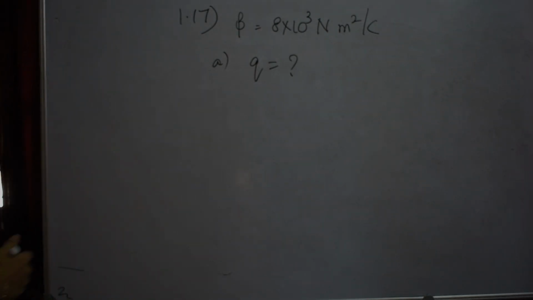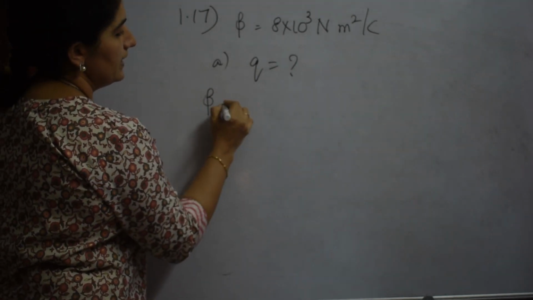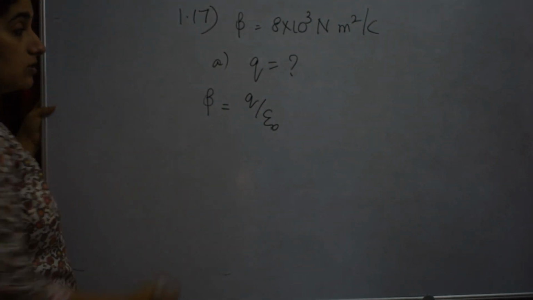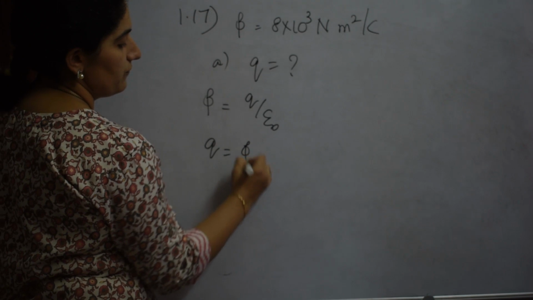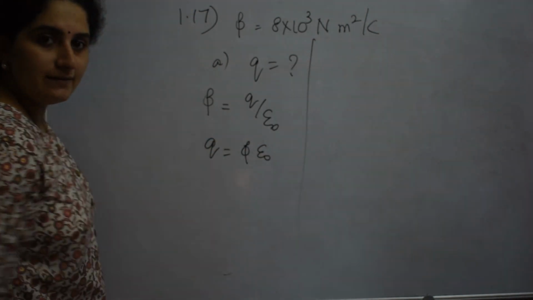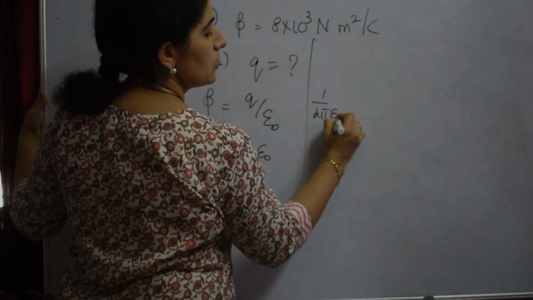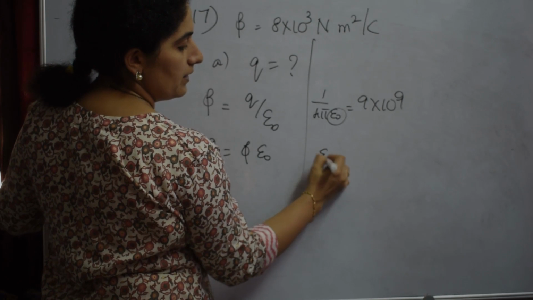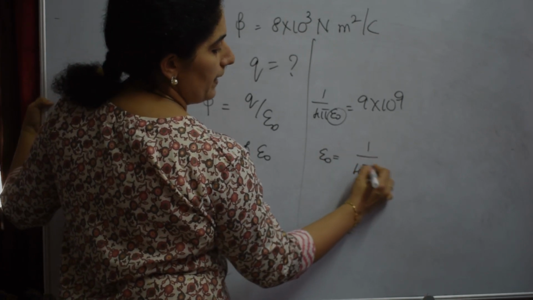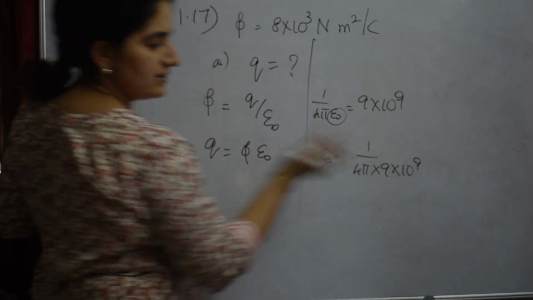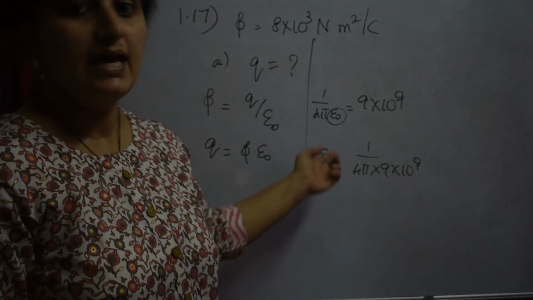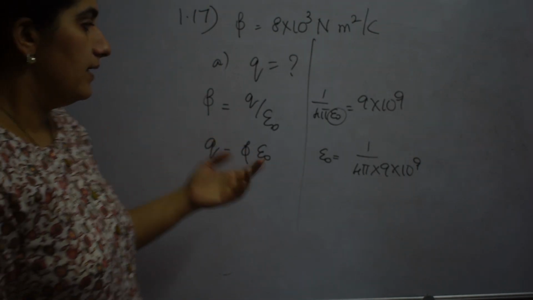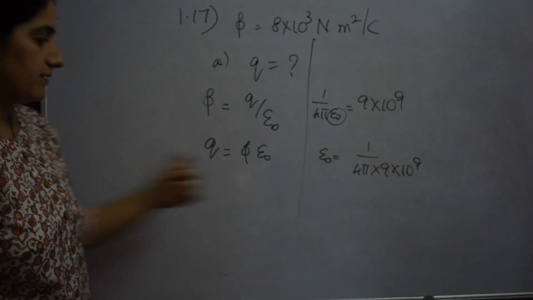First is Gauss law. You have to calculate Q. Phi is equal to Q by epsilon naught, so Q is phi into epsilon naught. How will you find this epsilon naught value? We know that 1 by 4 pi epsilon naught is 9 into 10 to the power 9. So epsilon naught will be 1 by 4 pi into 9 into 10 to the power 9. You can substitute this instead of remembering the epsilon naught value, which is 8.854 into 10 to the power minus 12.